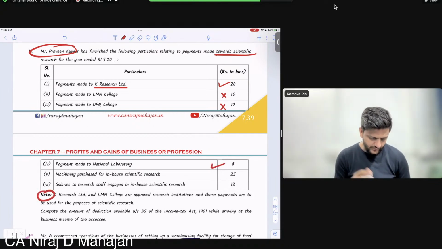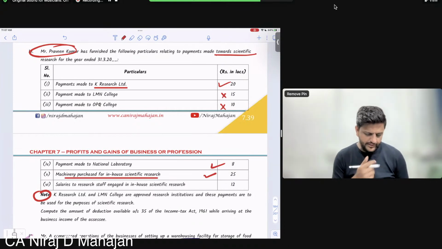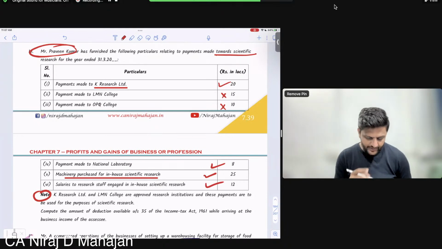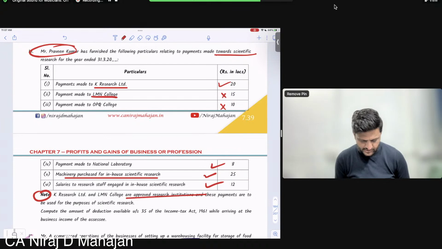Okay, here there are some notes given. Okay, we'll see that. Machinery purchase for in-house scientific research allowed. Salaries to research staff engaged in in-house scientific research allowed. Revenue also allowed. K Research Limited and LMN College are approved research institutions and these payments are towards scientific research, allowed. Children, LMN also allowed then.